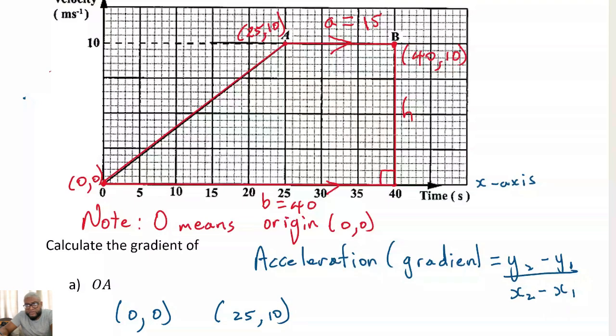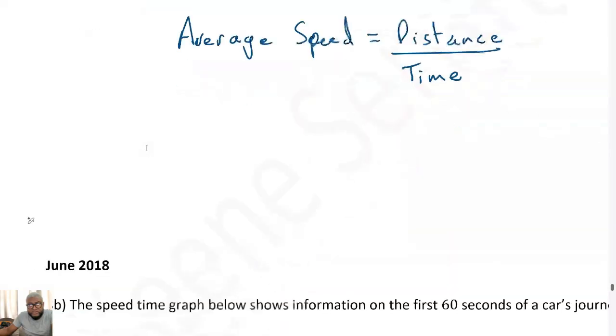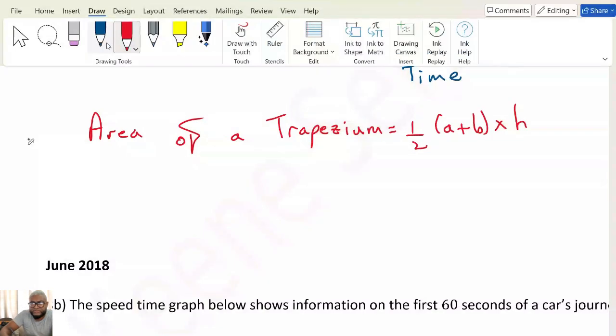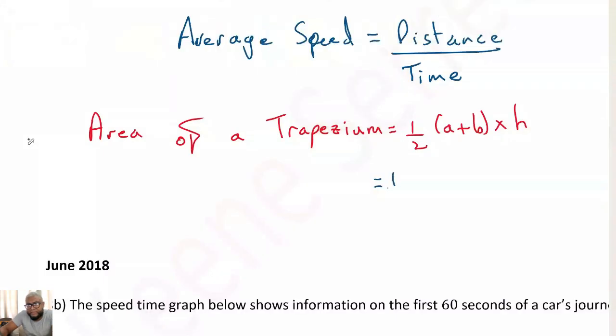What is my height here, Adri? What's my height? 10. Boom. So this question is now food because we have everything, right? So scrolling down, I'm going to put my formula for area of a trapezium. It's going to be half by A plus B multiplied by H, which is my height. So we're going to plug in here and we're going to get a half by, somebody remind me what A is?